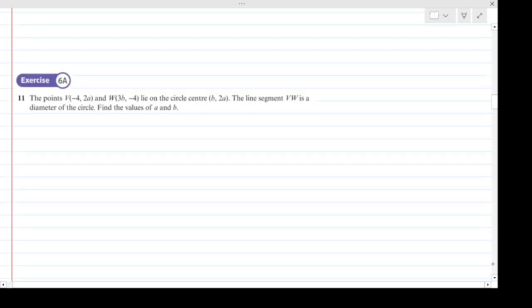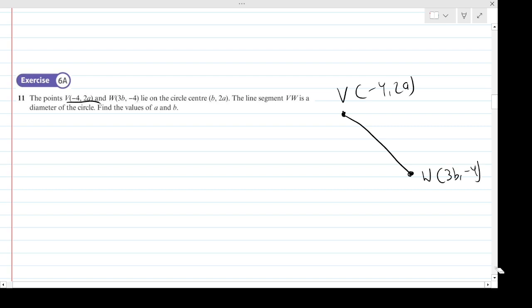We've got another example here. We're given the points V (-4, 2a) and W (3b, -4) lie on the circle with centre (b, 2a). The line segment VW, so the line between V and W, is the diameter of the circle. So again, let's draw a rough little diagram. So we have V, which was (-4, 2a), and then we have W, which was (3b, -4). So I've just drawn these two points there.